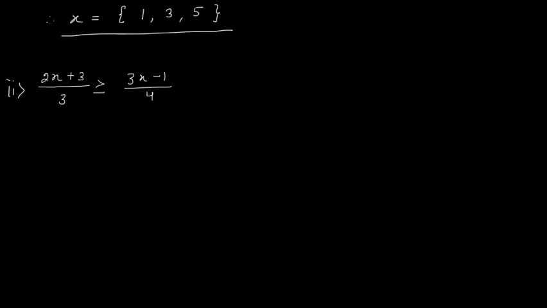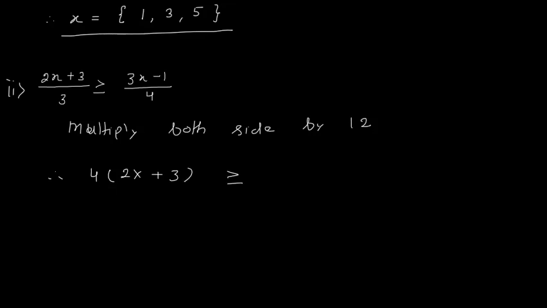Now here we multiply both the sides by 3 fours are 12. So multiply both sides by 12. Therefore here I will get 4 times (2x plus 3) is greater than or equal to 3 times (3x minus 1). You can also say we are cross multiplying. This 4 is multiplied here, this 3 is multiplied here.